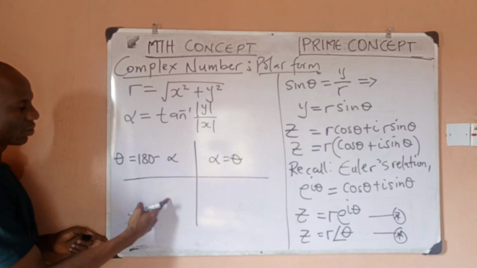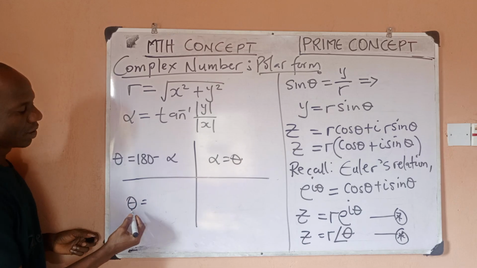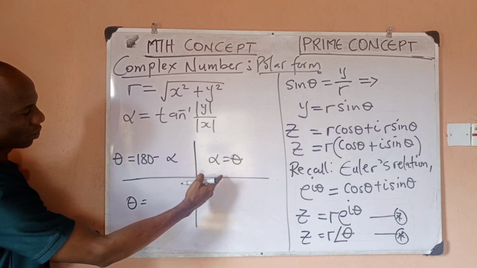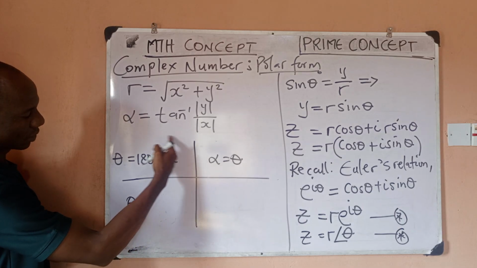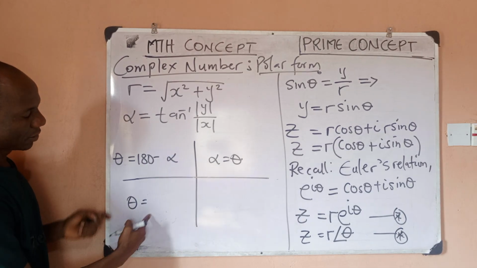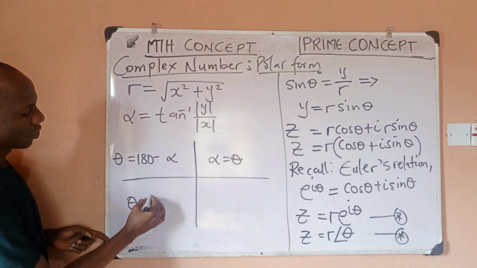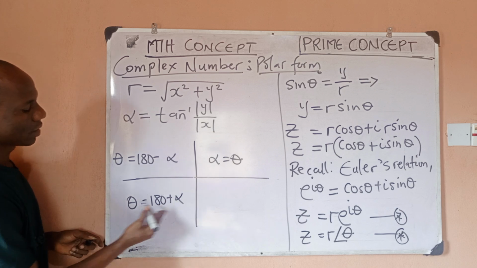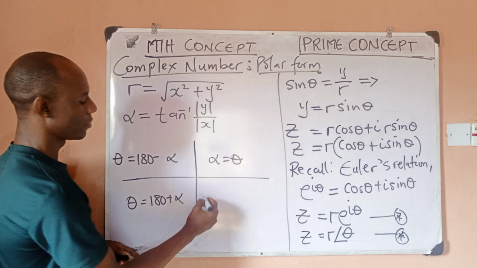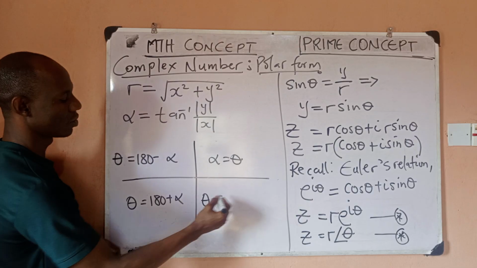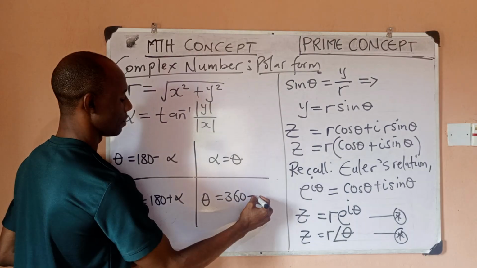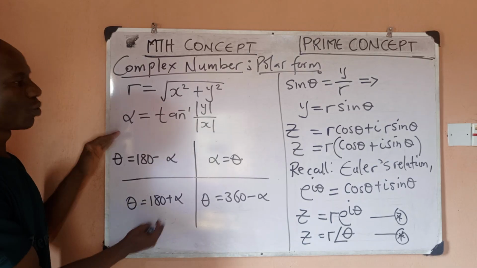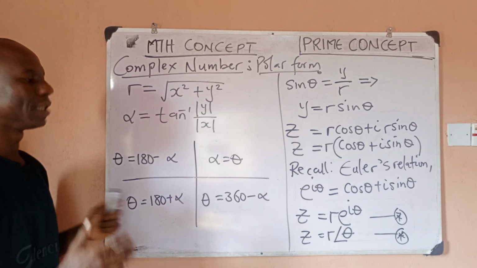Then in our third quadrant, which is this, theta is going to be 180 plus alpha. So that is what we have as theta here. Then in our fourth quadrant, theta is simply going to be 360 minus alpha. So that is what we're going to have there. So with this diagram, we should be able to write a complex number in polar form.